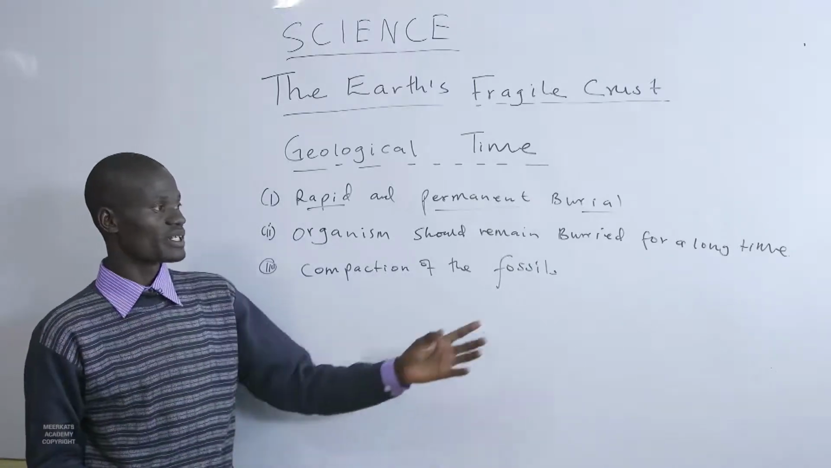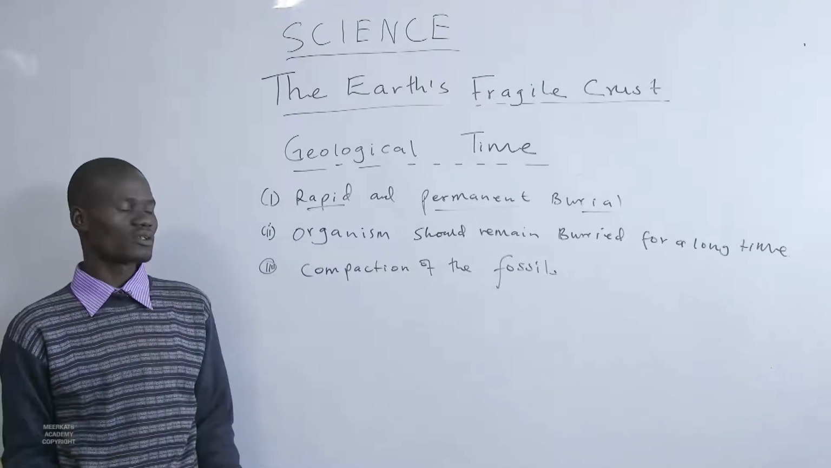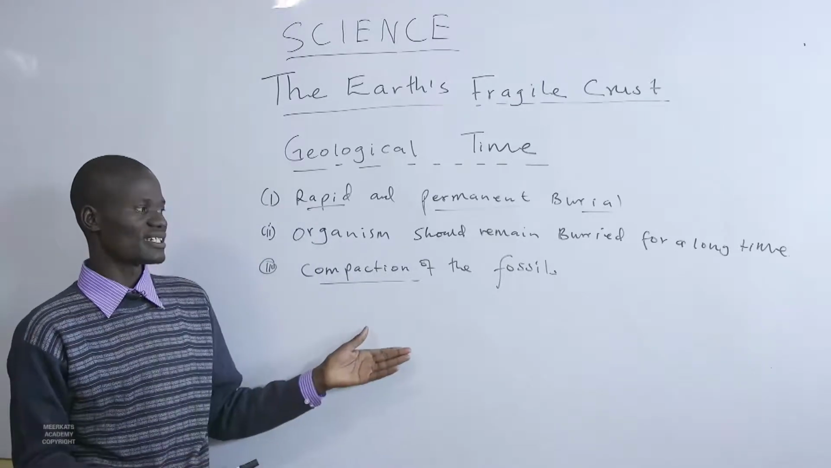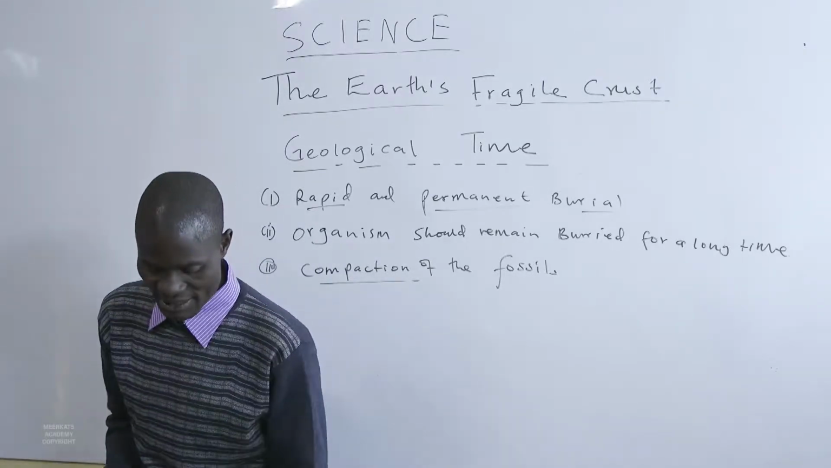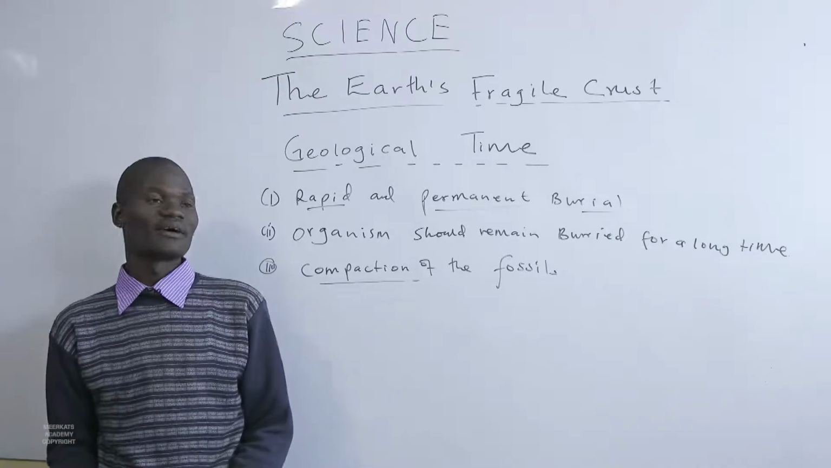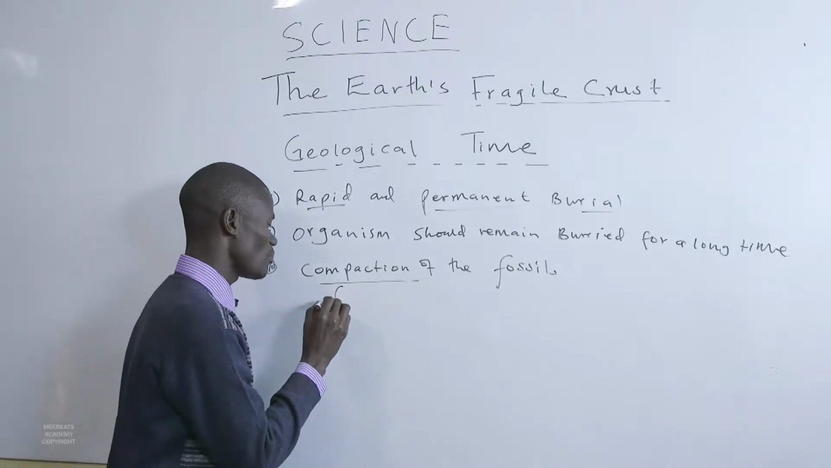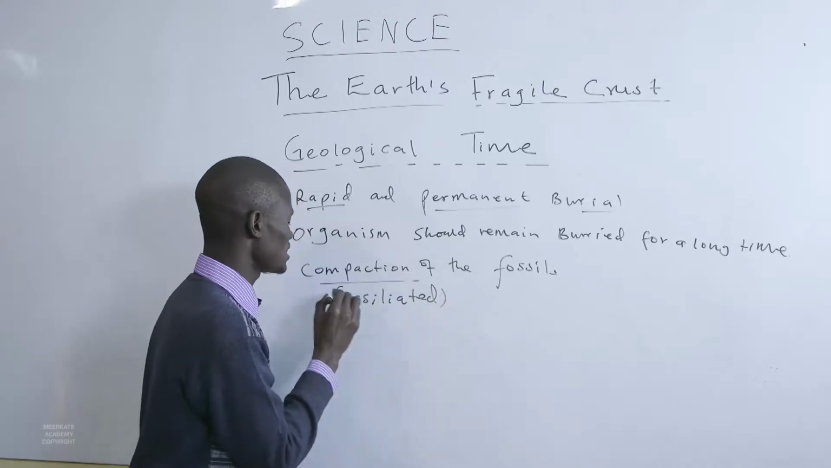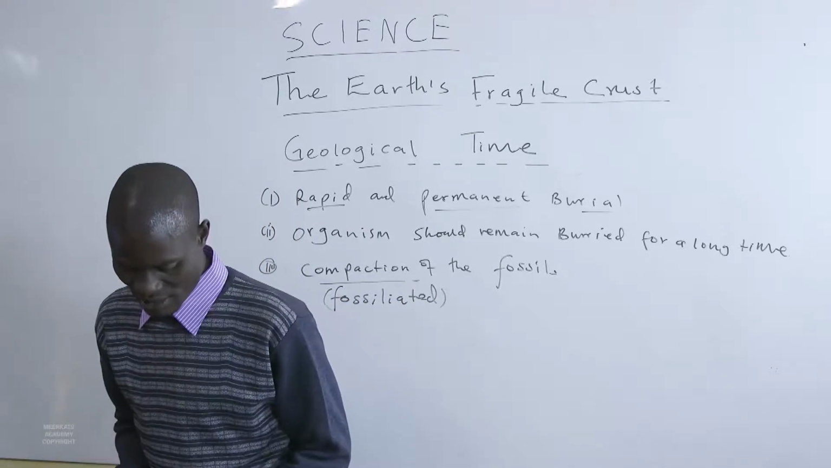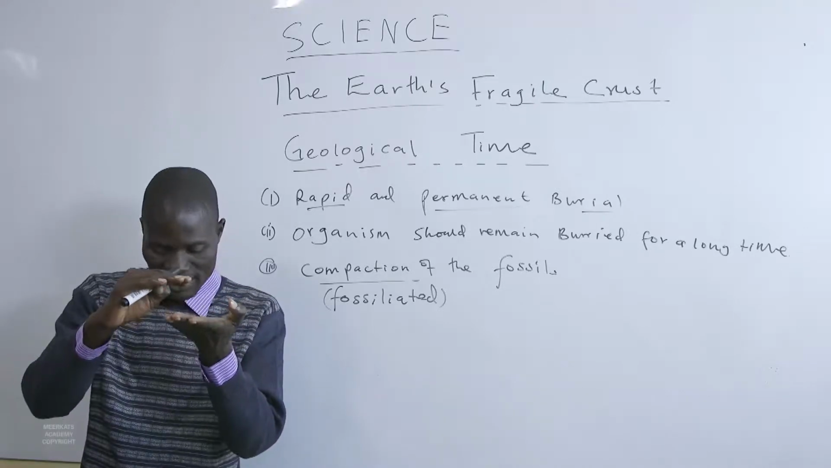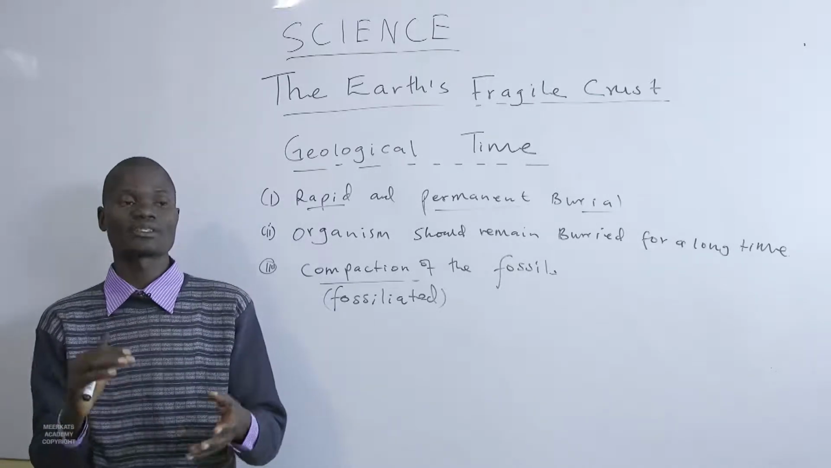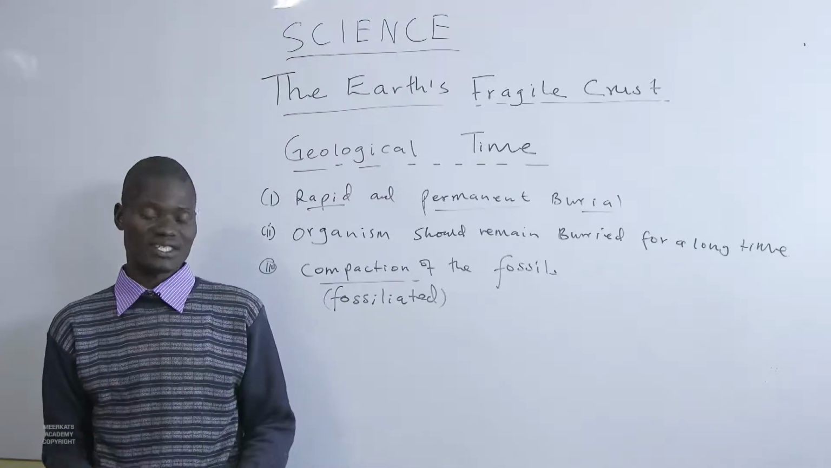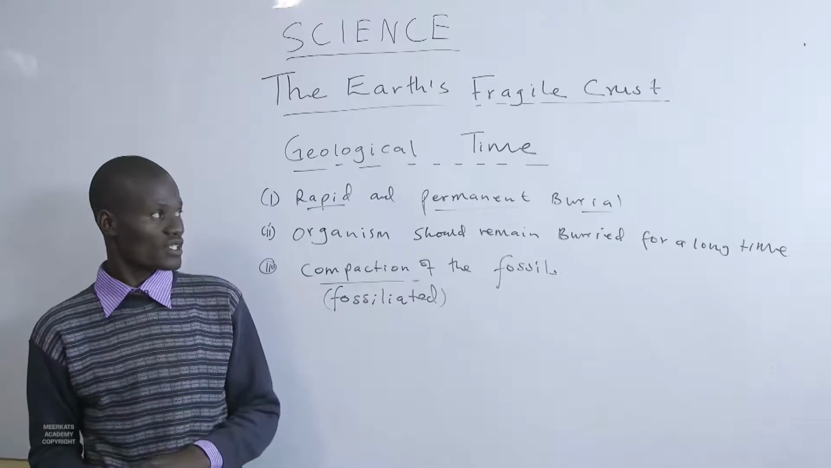When an organism has been buried, it has remained for a long period of time. Therefore, it is compacted. That fossil is compacted to undergo what we call fossilization. It is now fossilized in the process, and it is embedded into the rock laminae or the rock strata, and this becomes the fossil. That is how fossils are formed.